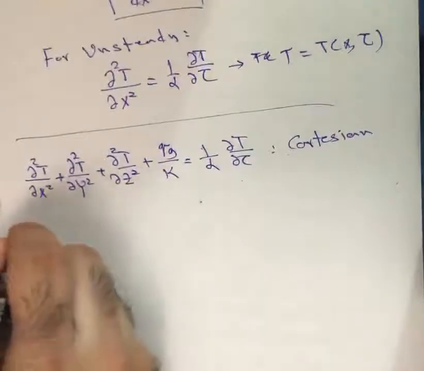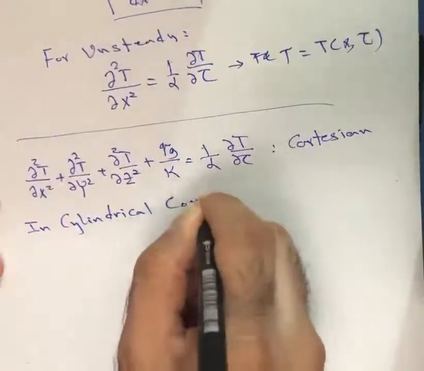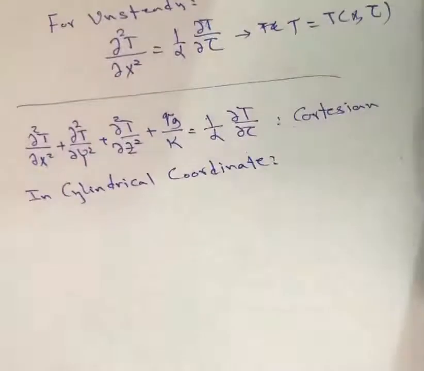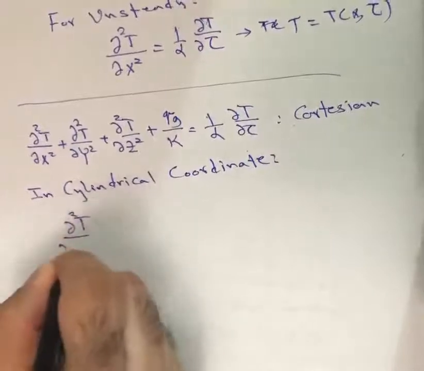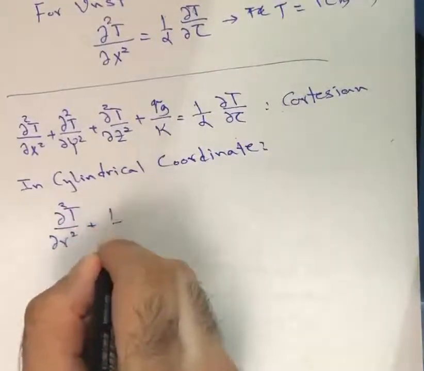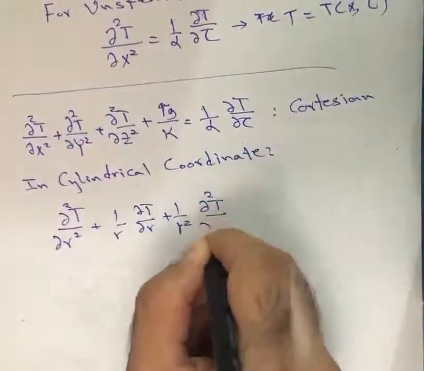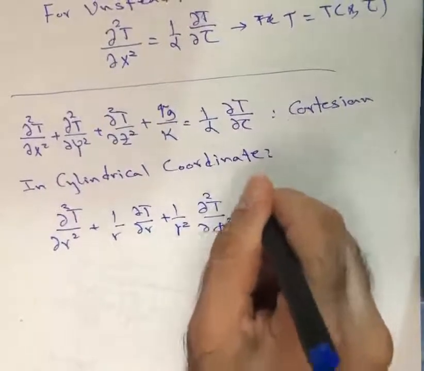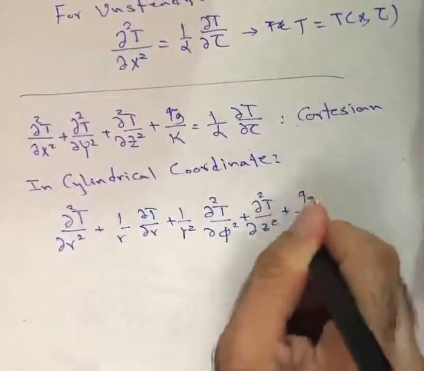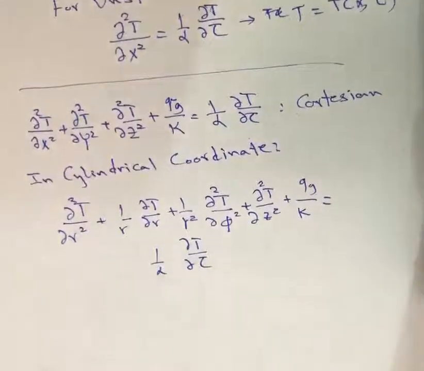So in a spherical or cylindrical coordinate, we can use similar techniques to derive the heat conduction equation. However, I will write only the heat equation in cylindrical coordinate, which is partial square T partial r square, because in the cylindrical coordinate we have r, phi and z, plus 1 by r partial T partial r, plus 1 by r square partial square T partial phi square, plus partial square T partial z square, plus the heat generation term divided by thermal conductivity, equal to 1 by alpha partial T partial tau. This is in the cylindrical coordinate.